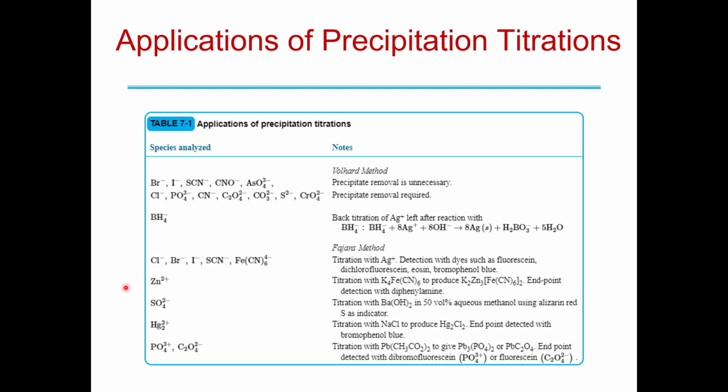The Fajans method is good for these other ions that are listed here. And again, it talks a little bit about special things that you might have to do with this Fajans method. So these are all variations on the Fajans method, but variations on these techniques to determine these different ions. So one way that you could determine the zinc cation is to do this titration procedure that is described here. All right, so that concludes Chapter 7 of the Harris textbook.